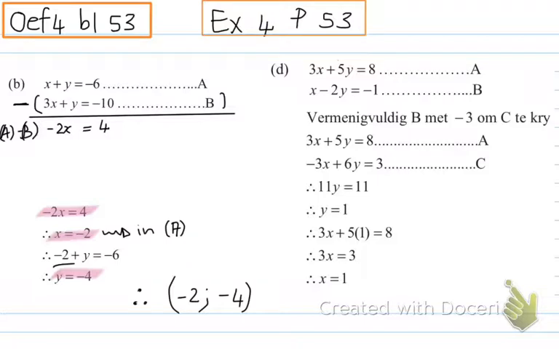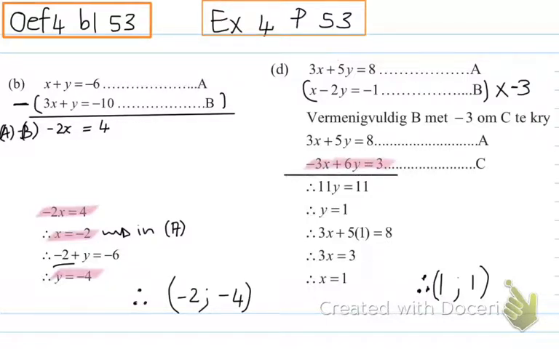Alright, now the next one is a little bit more tricky because there's nothing that's the same in equation A and equation B. So I'm going to multiply equation number B with -3. Okay, so I'm saying equation number B times -3. So what do I get then? -3x plus 6y is equal to 3. Those are the two that I get.